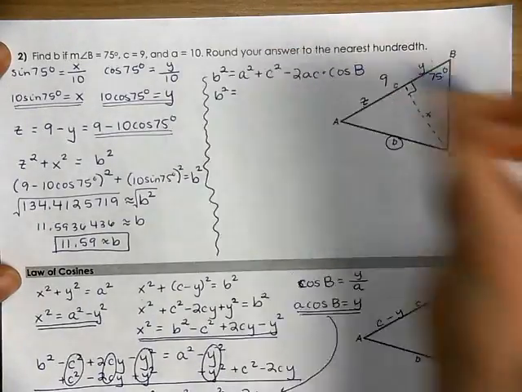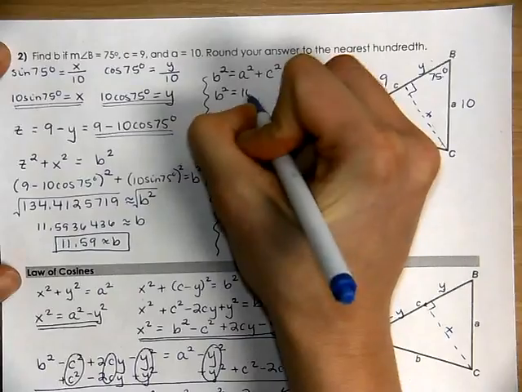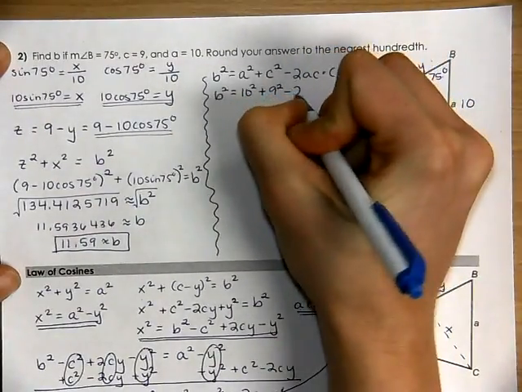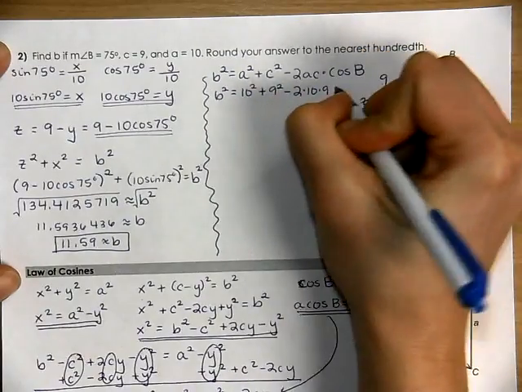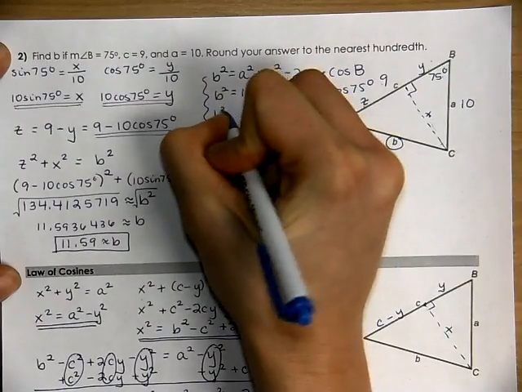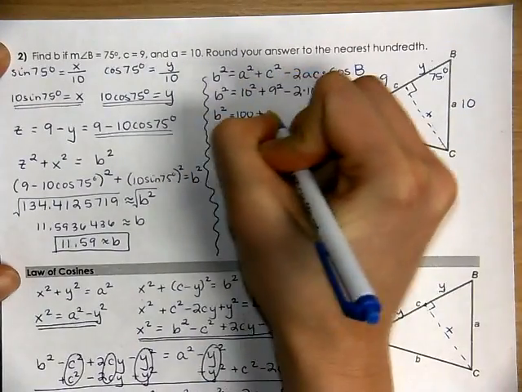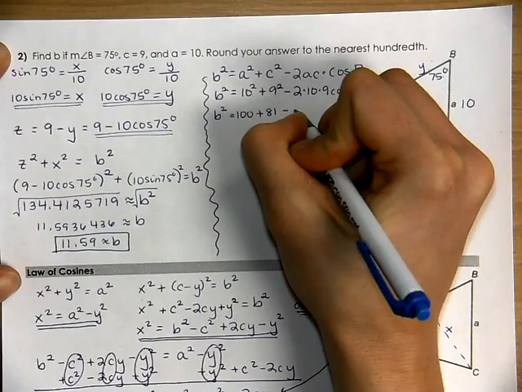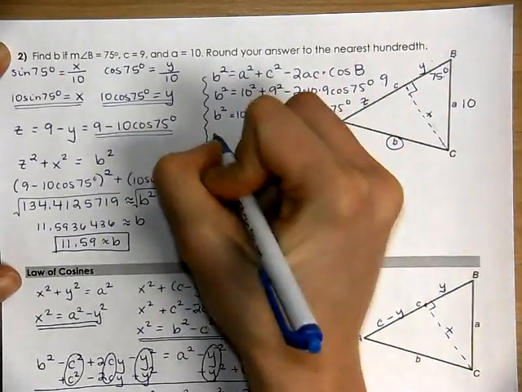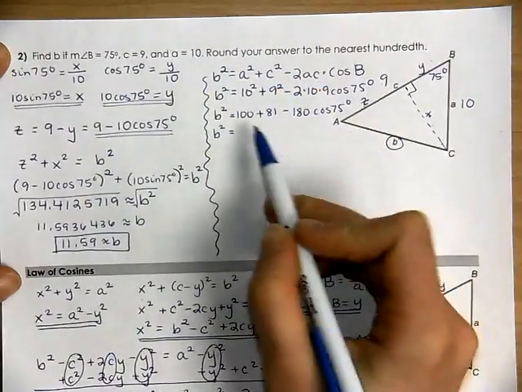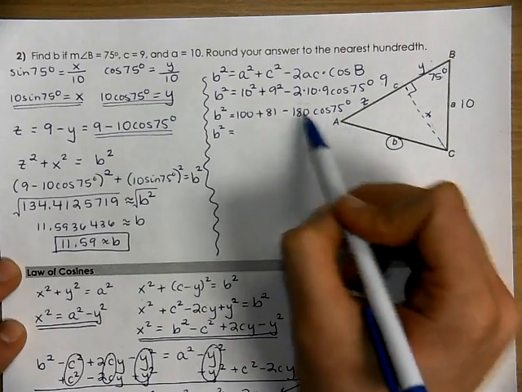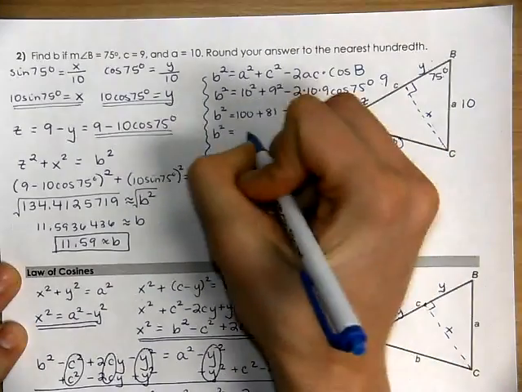So b squared is equal to a is 10, 10 squared plus 9 squared minus 2 times 10 times 9 times the cosine of 75 degrees. So as I simplify this, I get 100 plus 81 minus 180 times the cosine of 75 degrees. As I continue solving, I can combine like terms. Notice this has a cosine of 75 degrees. I cannot combine that yet with these two. So I'm going to do 100 plus 81.